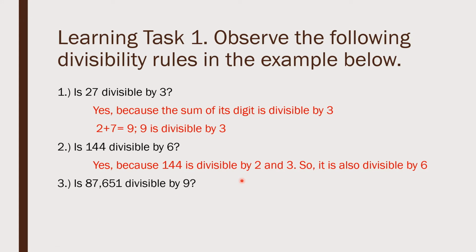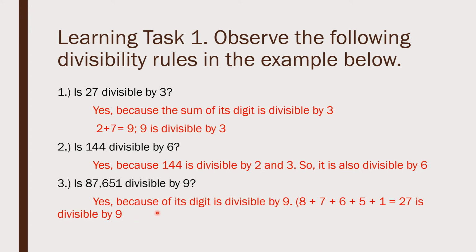Number 3. Is 87,651 divisible by 9? The correct answer is yes, because the sum of its digits is divisible by 9. 8 plus 7 plus 6 plus 5 plus 1 is 27. And 27 is divisible by 9. Therefore, 87,651 is divisible by 9.